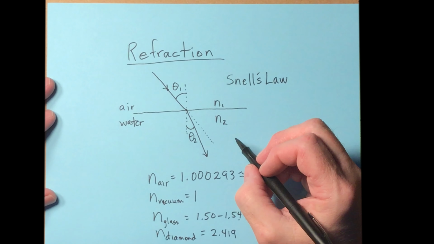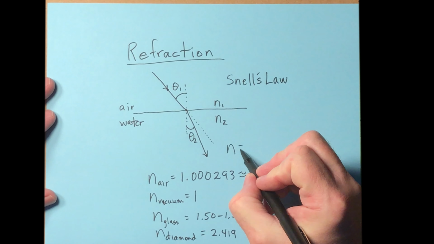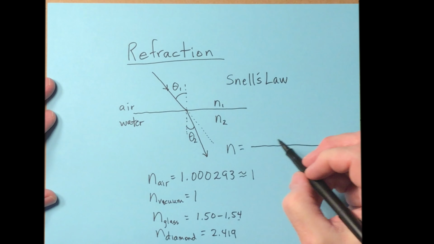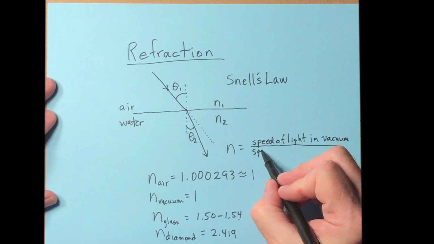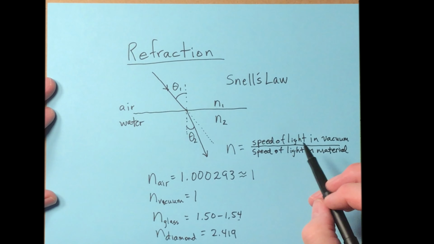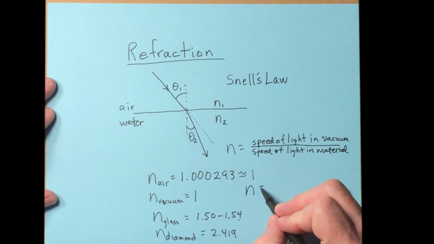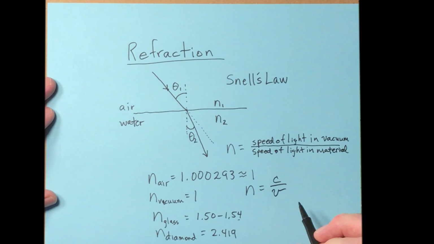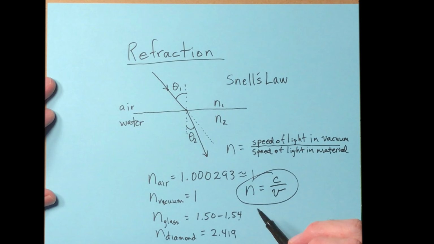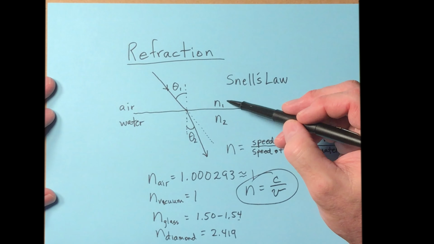So the index of refraction is actually defined this way. N is equal to, and it's a ratio, the speed of light in the vacuum compared to the speed of light in the material that the light is going to travel through. That ratio, since nothing can go faster than the speed of light, is always going to be a number bigger than 1. Okay, so N is equal to C divided by V, where V is equal to the speed of the wave in the material. Okay, that's the definition. So we have this index of refraction on either side here.